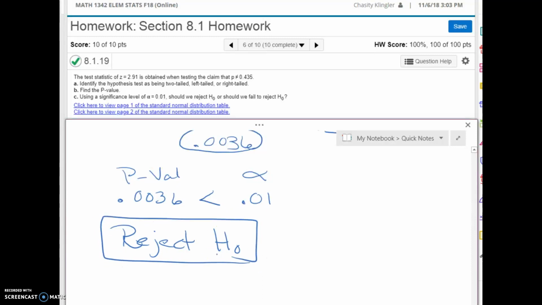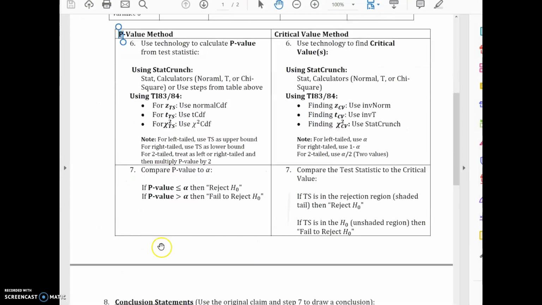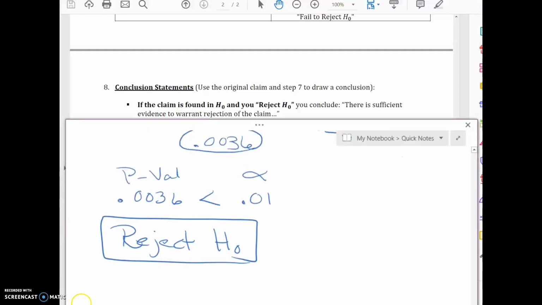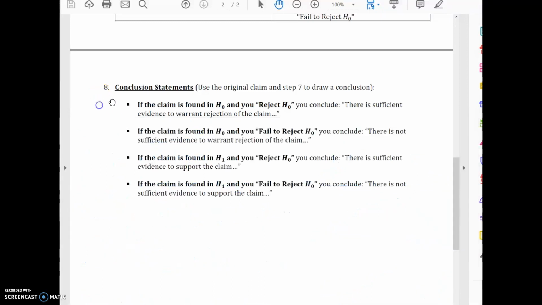Okay, the second part of that is that if you reject it, you've got 4 conclusion statements. You've got reject, fail to reject, reject, fail to reject. But the first part is, where was the original claim? Back here, where we originally wrote them, we starred where the original claim was in the alternative. So our claim is found in H1, and we've rejected the null, so there is sufficient evidence to support the claim.